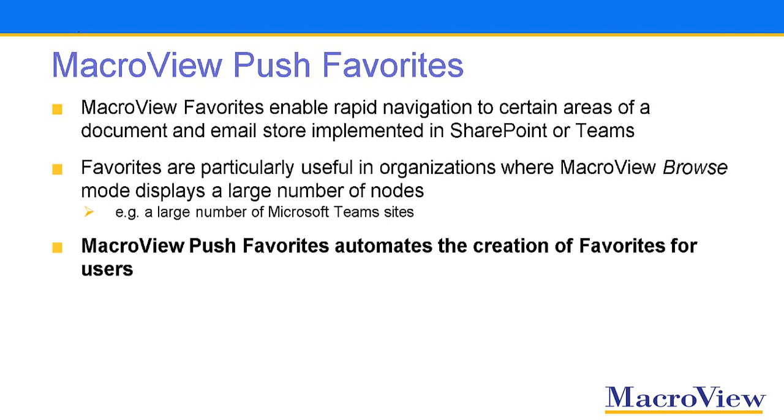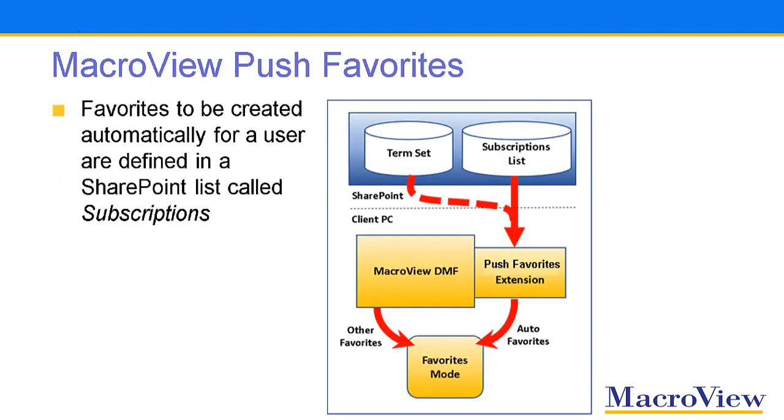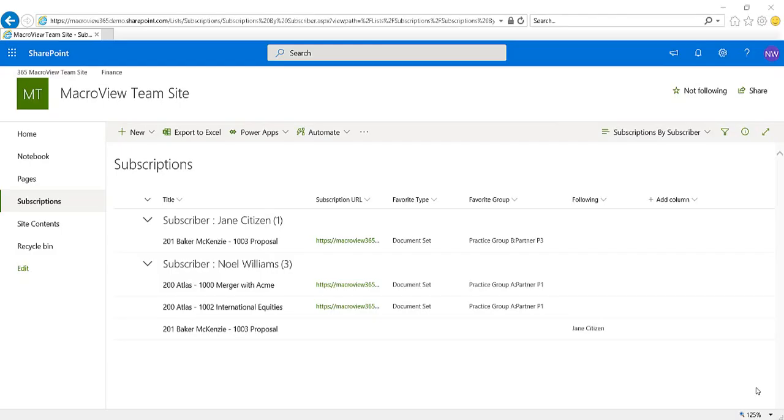MacroView Push Favorites automates the creation of favorites for users. The Push Favorites mechanism uses a central list in SharePoint called Subscriptions to automate the push of favorites to individual users. Well, here's a sample subscriptions list. The current user is Noel Williams, and there are two entries defined for him, both of which are document sets that are going to be pushed out.